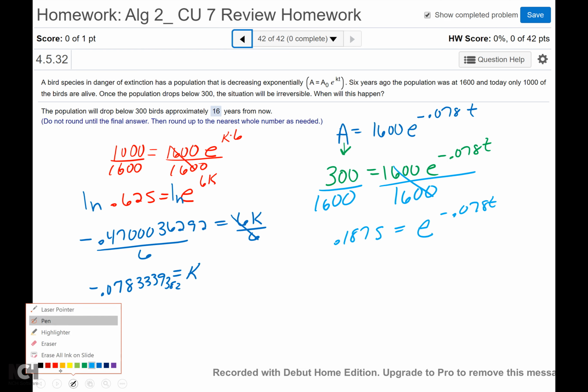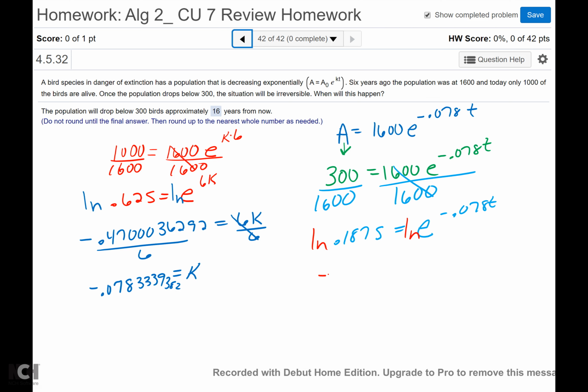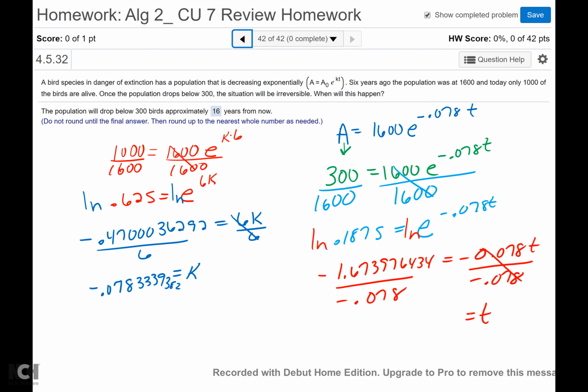ln both sides. So if I ln 0.1875, I get negative 1.673976434 equals negative 0.078t. Divide by negative 0.078, and t equals 21 again. 21, if I round to the nearest year, 21 years. So why are they saying 16 years?